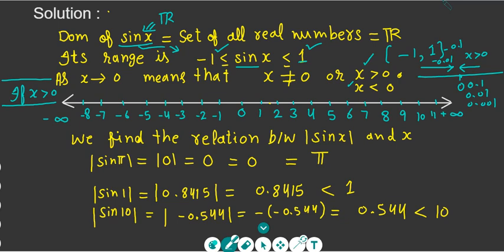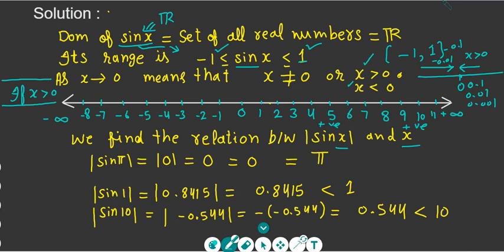First, we take positive real numbers. If x is greater than 0, we find the relationship between the absolute value of sine of x and x. Here both are positive. Due to the absolute value, this will become positive and this is also positive. We take some positive values and on the basis of their results we conclude the relationship between them for all positive real numbers.